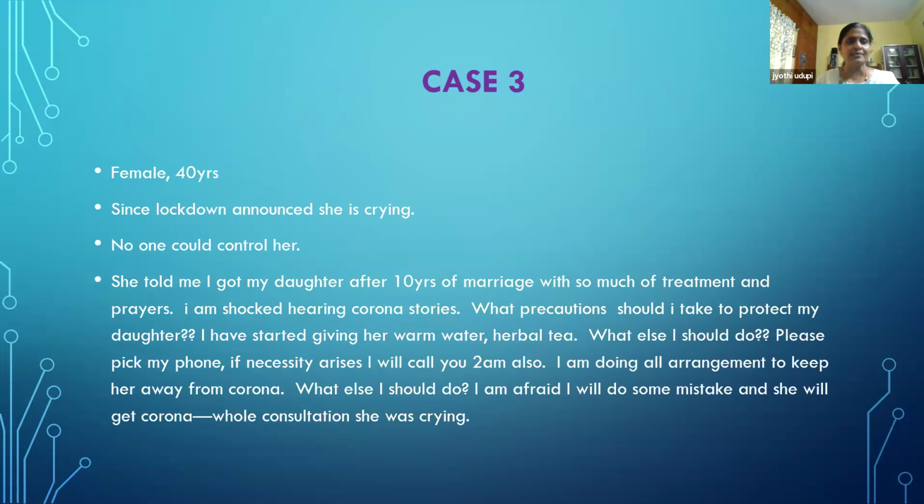So this is the third case. Again, a lockdown case. Female, 40 years. Since lockdown was announced, she is crying. No one could control her. So she was brought to our clinic. She told me, I got my daughter after 10 years of marriage with so much treatment and prayers. I am shocked hearing corona stories. What precautions should I take to protect my daughter? I have started giving her warm water, herbal tea. What else should I do?